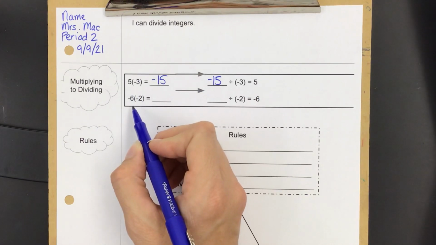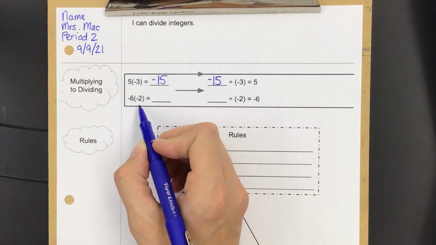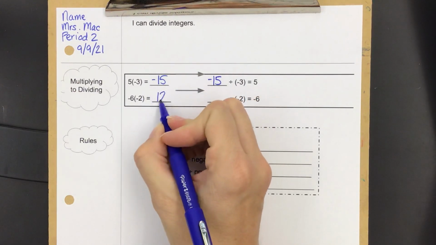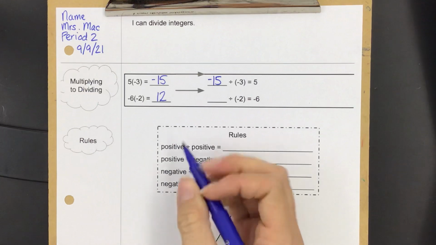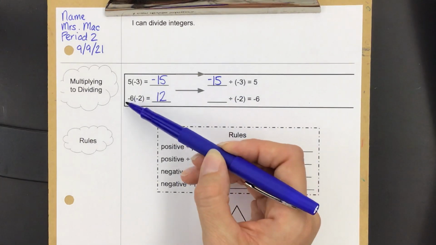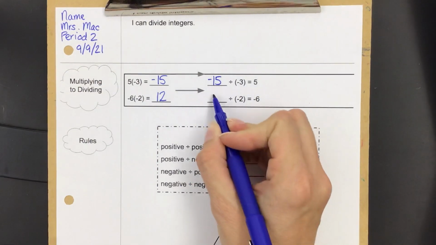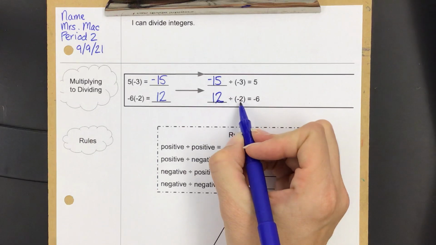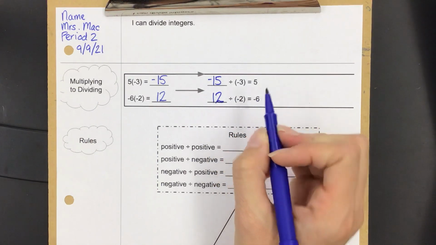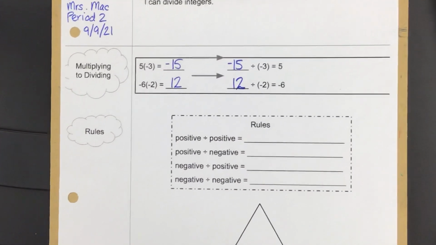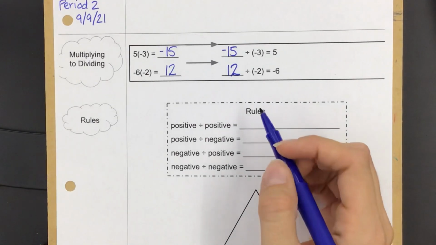Now this one right here, we already know that a negative times a negative is a positive, and 6 times 2 is positive 12. Okay. Now if we go backwards and we do this divided by negative 2, we should get negative 6. And what that means is a positive divided by a negative will give you a negative. So it's exactly the same as multiplying. Okay. So let's go ahead and fill in our rules here.